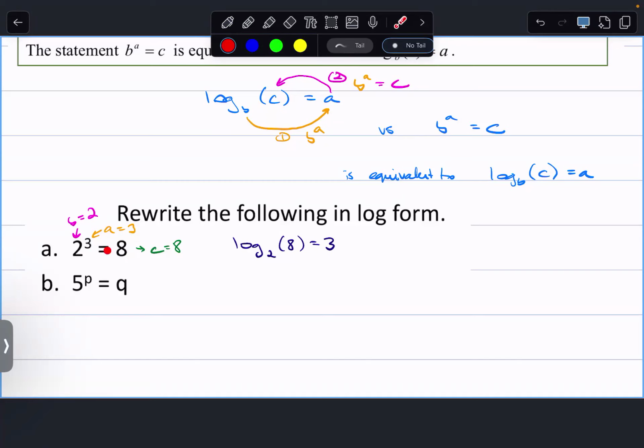So even though moving from this direction to the log, I find it difficult, I can always check my work and say, okay, 2 to the power of 3 is equal to 8. And that has to be true, right? 2 to the power of 3 is 8. 2 times 2 times 2.